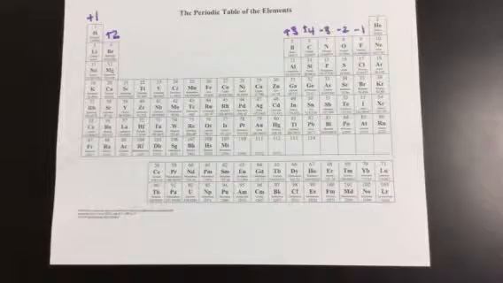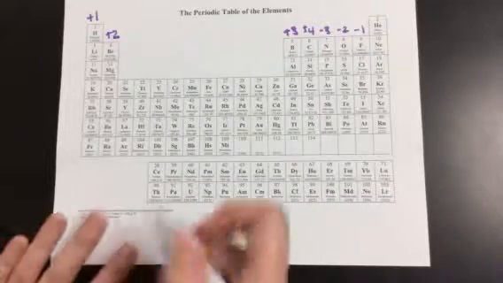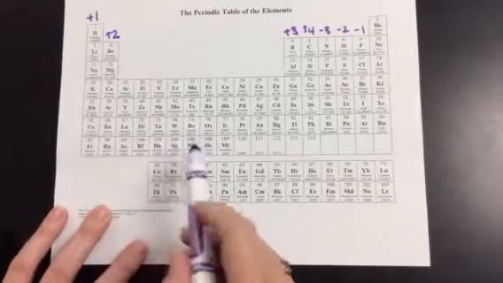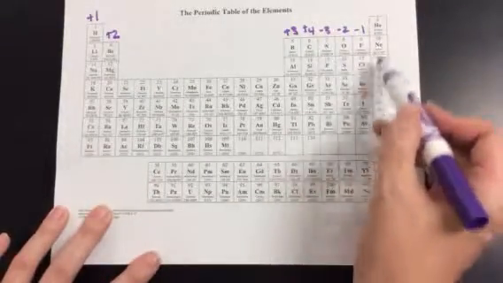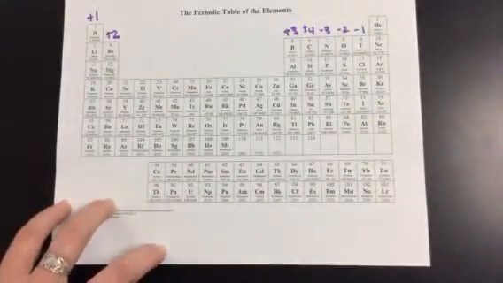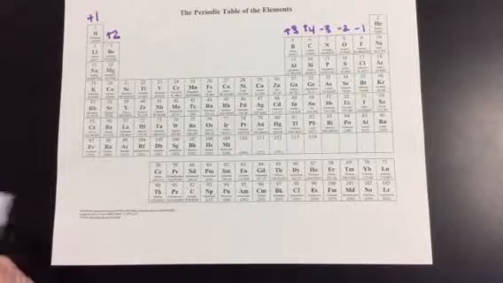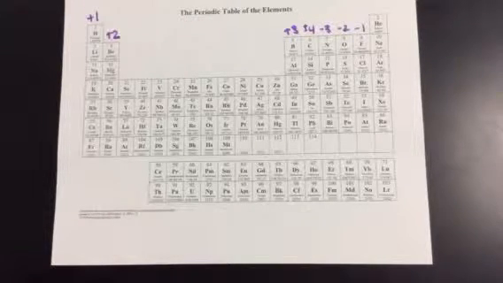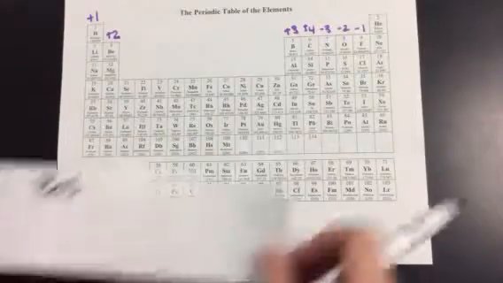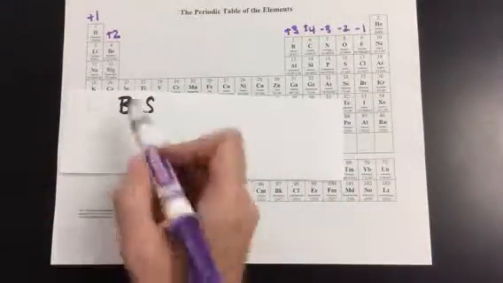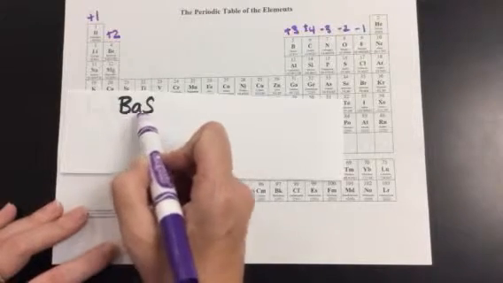Now your ionic compounds have a metal or a cation, which are all your positive charges over here, and an anion, which are all your negative charges over here. You can also have polyatomic ions. Your polyatomic ions are mainly all anions, but you do have that one positive cation, which is ammonium.